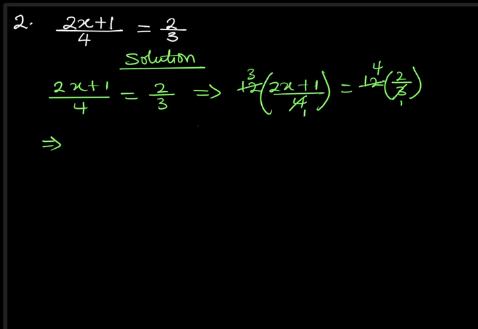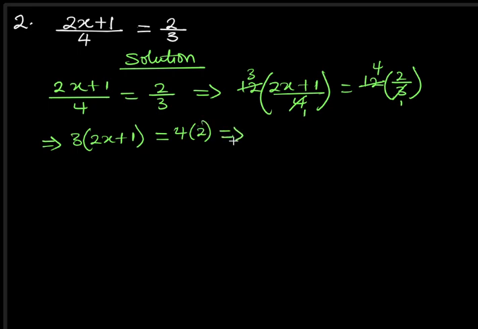Now look at this. 3 is multiplying two terms inside this bracket. So 3 is to multiply everything inside the bracket. Let me put it down here. 3 bracket 2x plus 1. So for clarity's sake, this is equal to 4 bracket 2.